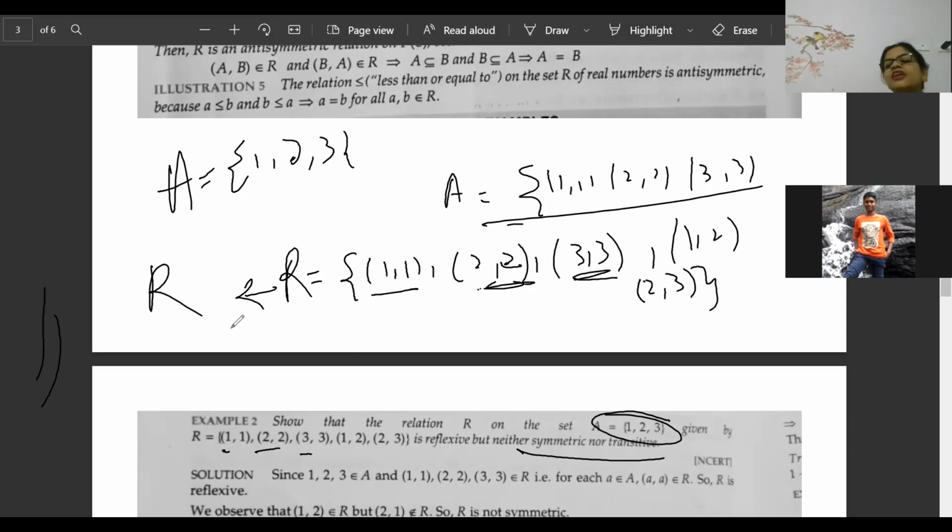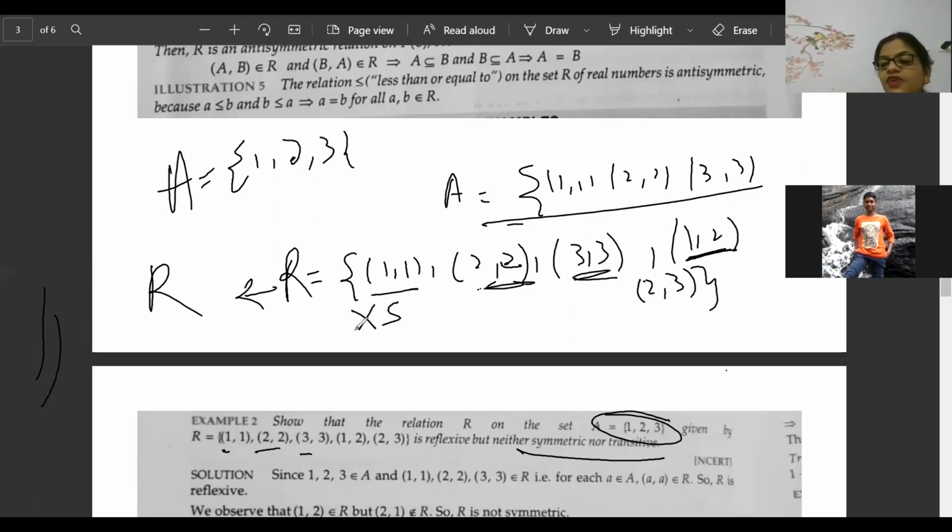Now is it symmetric, beta? Here 1 comma 2 is there. What is the opposite of 1 comma 2? 2 comma 1. Is 2 comma 1 there in the relation? No. Correct, everyone is correct. It is not there. So it is not symmetric.